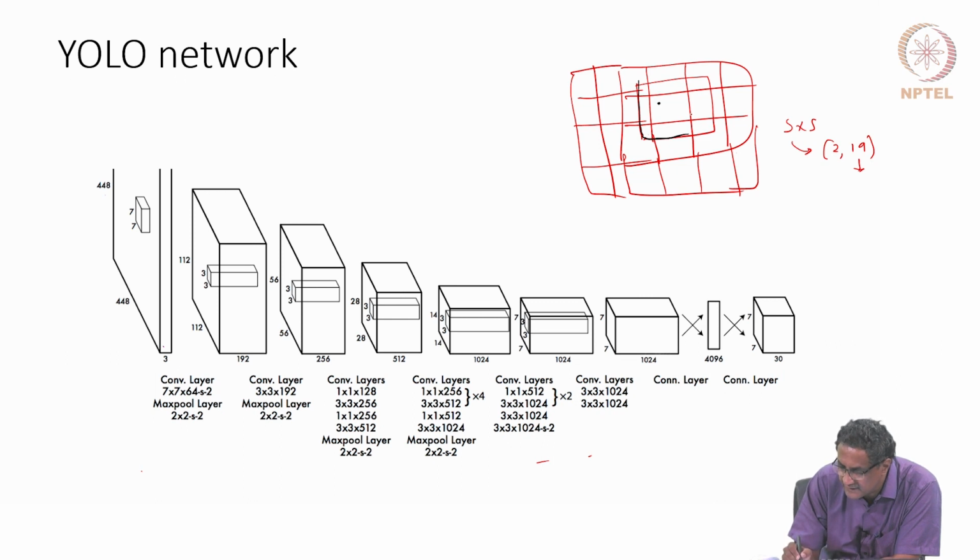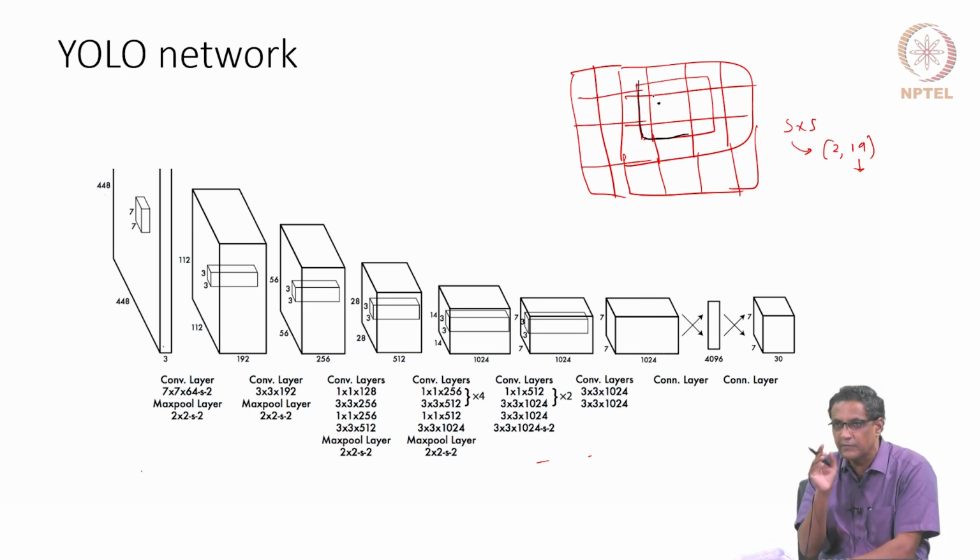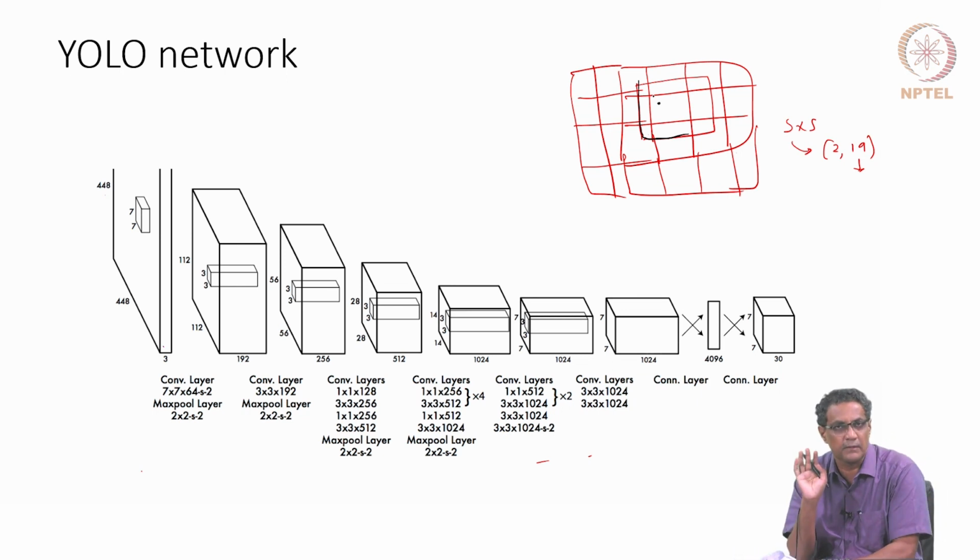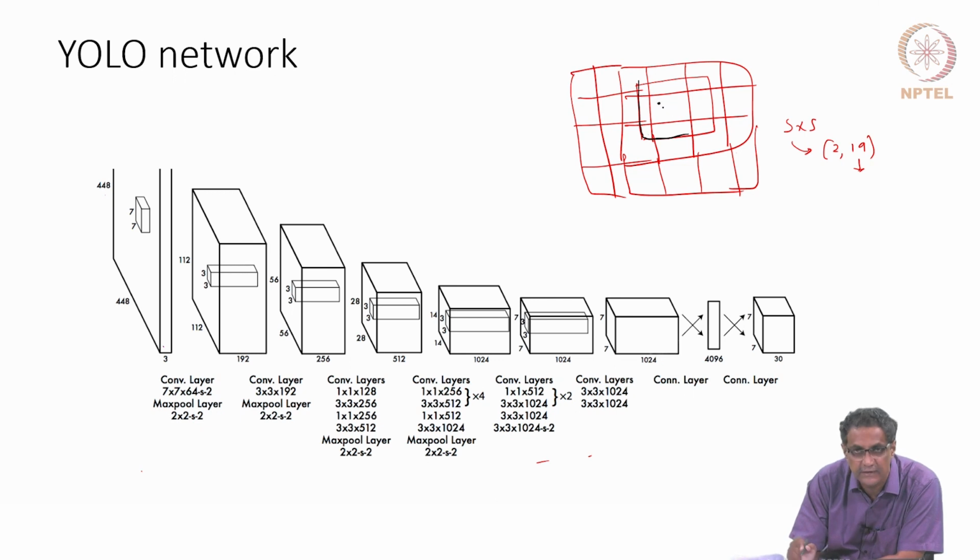Now this grid cell, as long as it contains the center of some ground truth box, for the time being we will assume that we have only one object per grid cell. A grid cell may contain a center, may not, but if it contains only one center, then we say that this grid cell is responsible for that object.